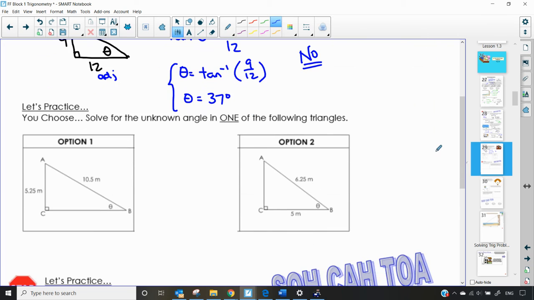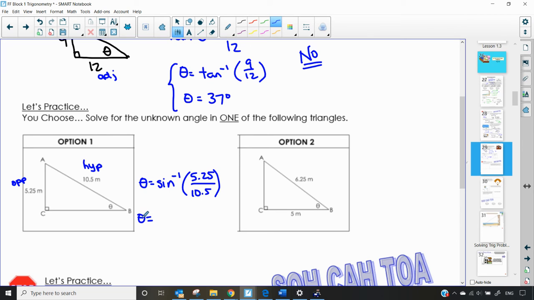All right, so I want you to choose one of the example problems here and try it on your own and then come back and check your answers. If you picked option number 1, labeling your triangle, you'd have opposite and hypotenuse. So opposite and hypotenuse would be sine. So again, knowing that we're doing the inverse for angles, the angle would be sine -1 or the inverse sine of 5.25 all over 10.5.